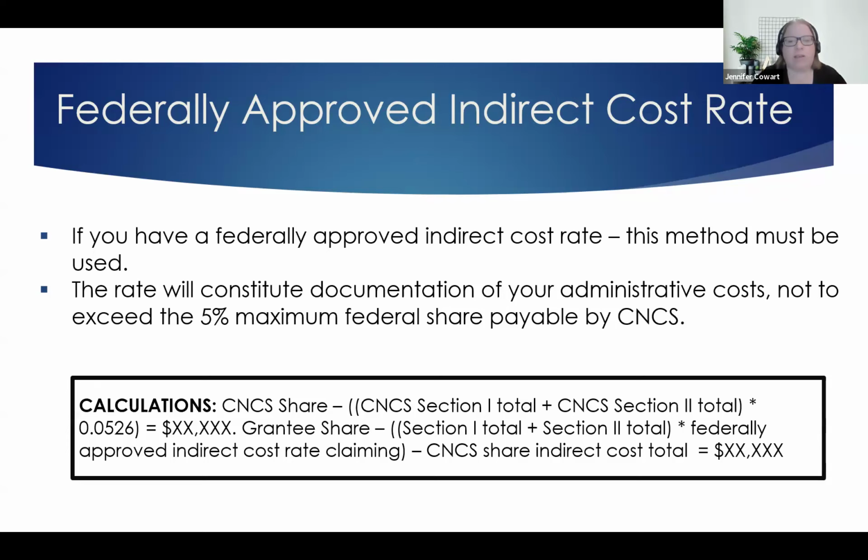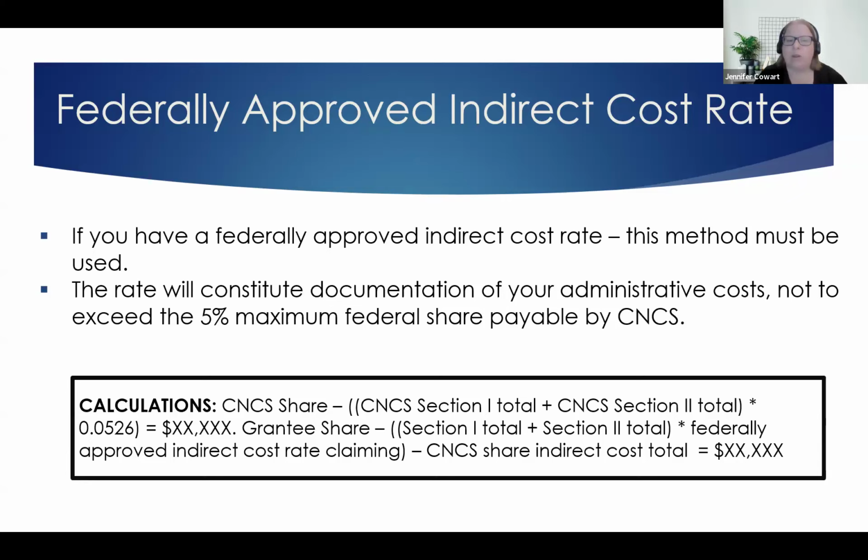The CNCS share is calculated the same as the CNCS fixed percentage, okay? The grantee share is calculated differently because you have a different rate. So you're going to take section 1 total plus section 2 total times your federally approved indirect cost rate. Now, if your federally approved indirect cost rate is 30% and your agency allows it, you could lower that to 15%, okay? You want to make sure you're not overmatching.